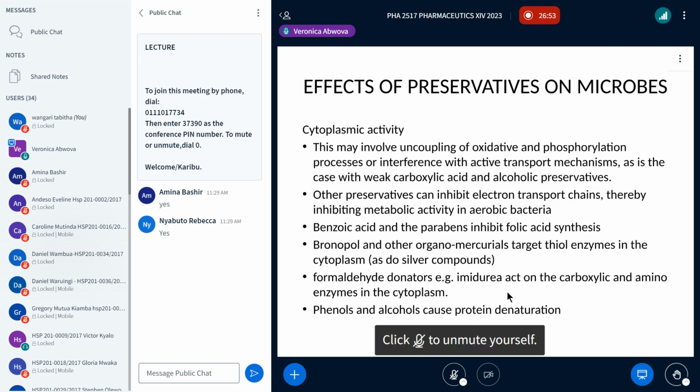Then we have benzoic acid and parabens. This will inhibit folic acid synthesis. We have things like bronopol and other organomercurials, which target thiol enzymes in the cytoplasm. And then we have formaldehyde donors, such as imidurea, which act on the carboxylic and amino enzymes in the cytoplasm. Phenols and alcohols will cause protein denaturation.